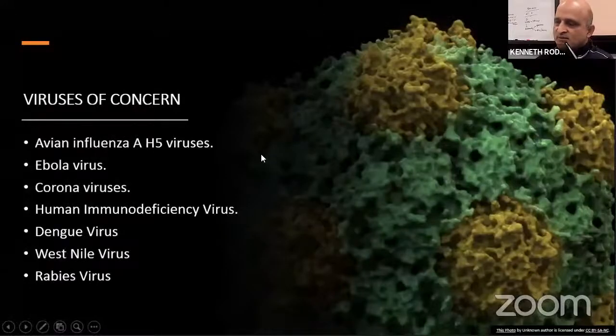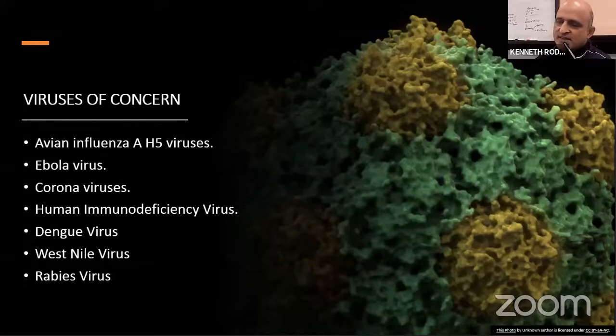Okay, so these are some of the viruses which are of concern. We have the avian influenza virus, the Ebola virus, and coronaviruses, and some of these viruses are region specific. They may be confined to a specific region and can be contained within that region. However, as the current pandemic has demonstrated, certain viruses can breach barriers, like national barriers, and cause infectivity on a global scale.